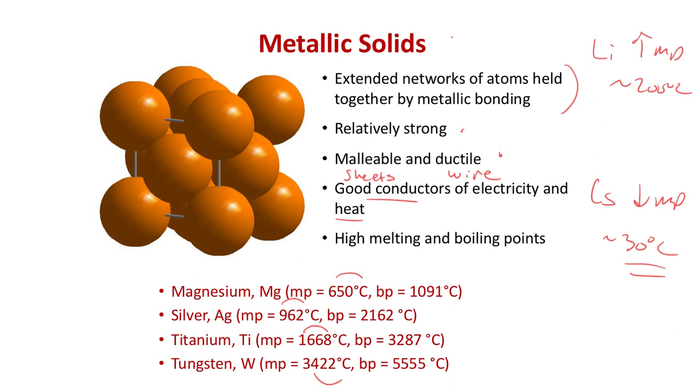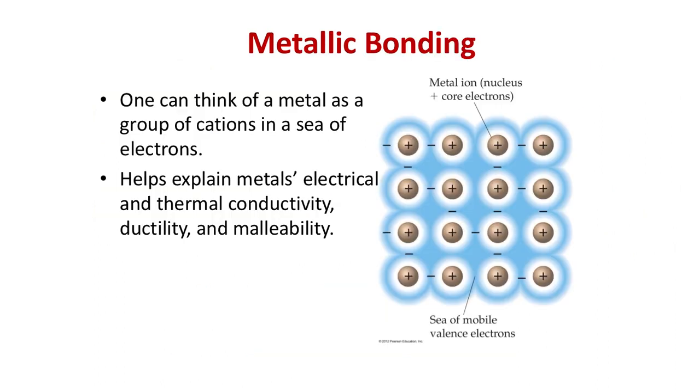If you go back to chapter 5, the specific heat of iron is really low and the specific heat of water is really high. It takes a lot of heat to heat up water. We get generally high melting points and boiling points for metals. Even though some of them can have relatively low melting points and boiling points, as a category we have relatively high melting points and boiling points.